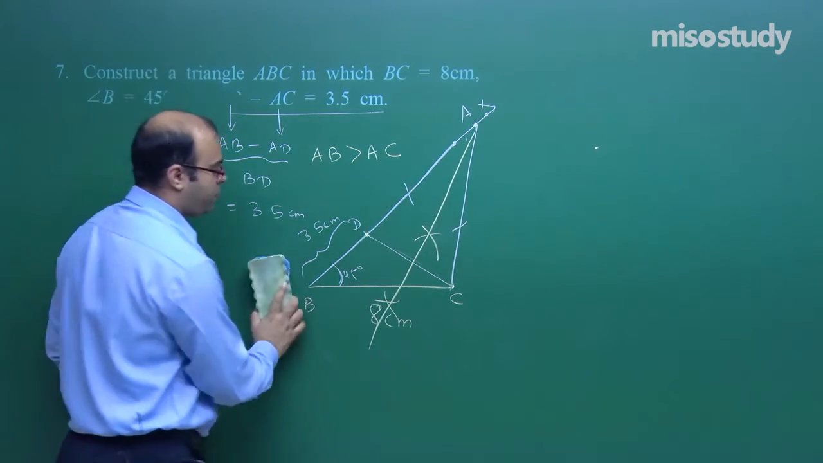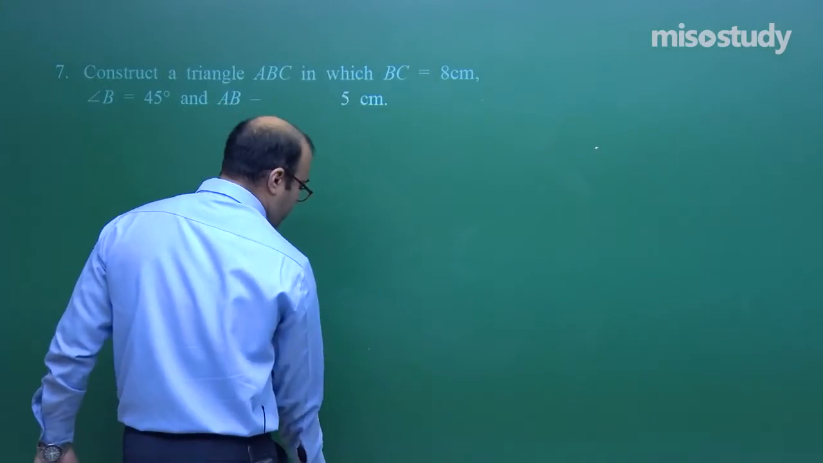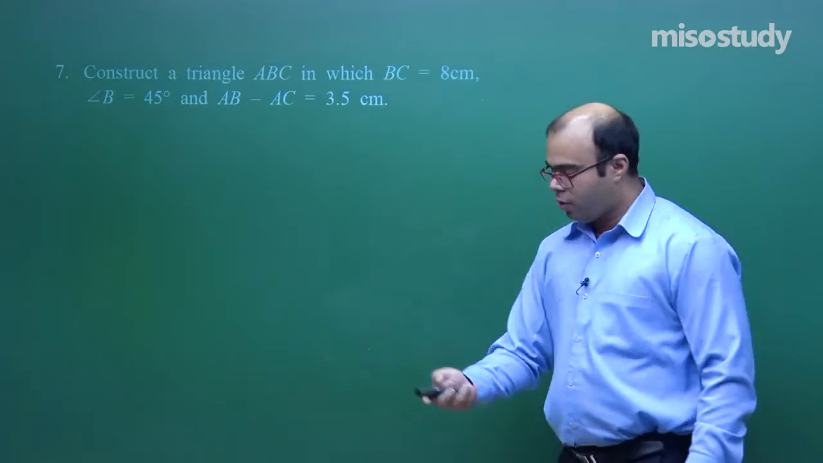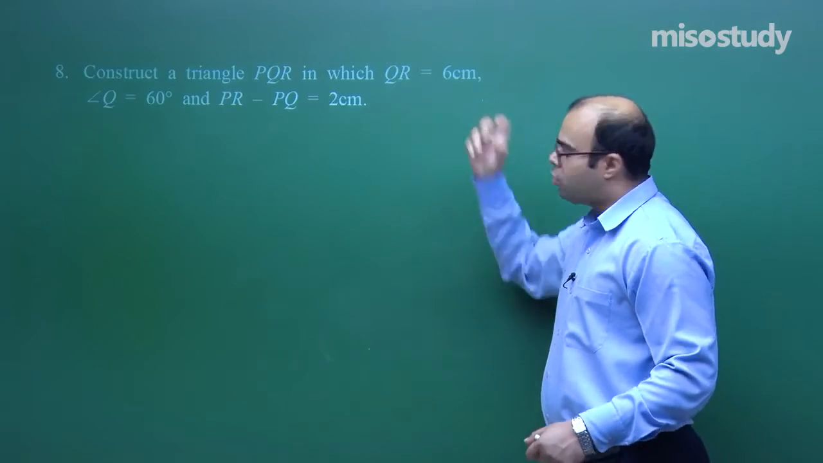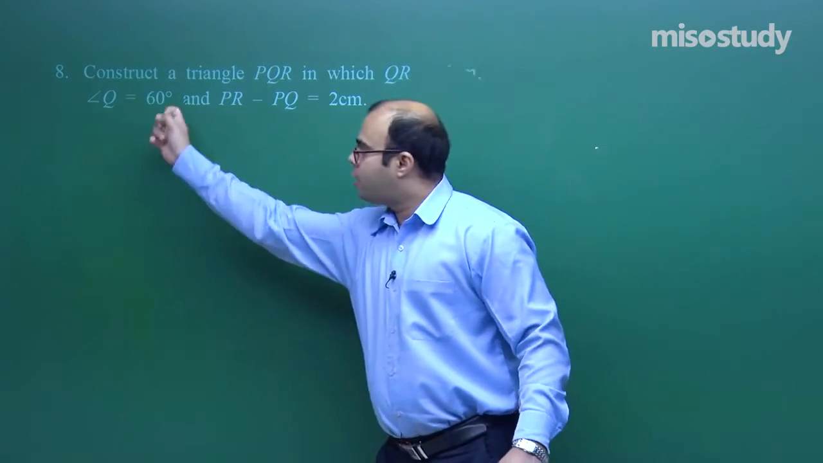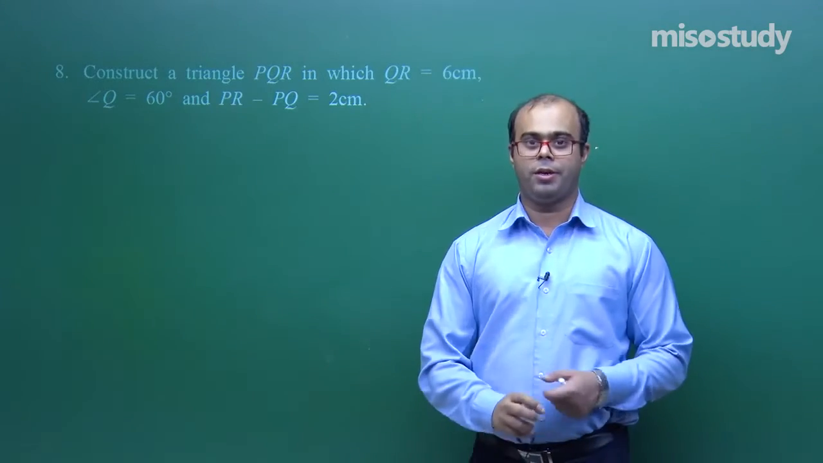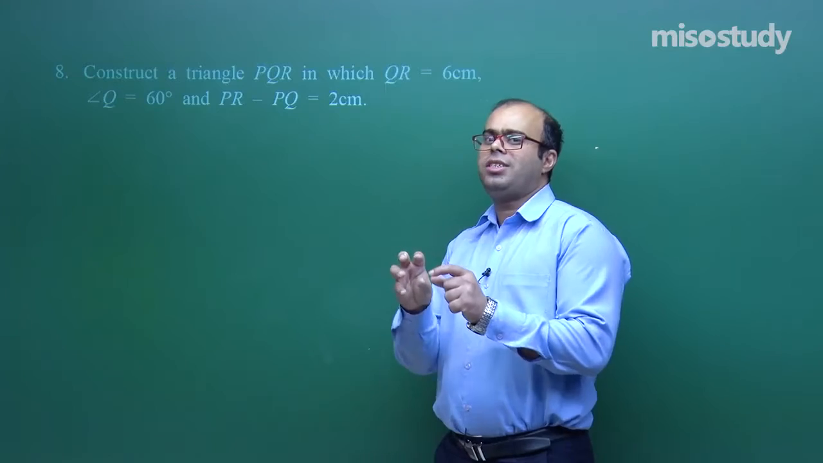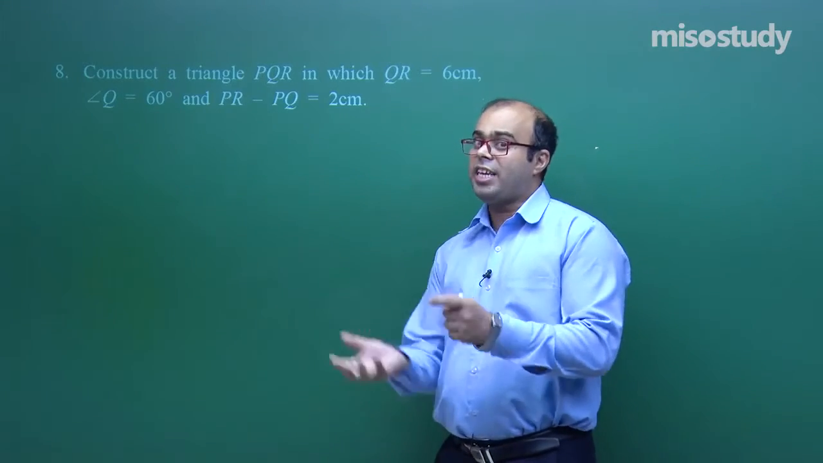Okay, students? Right. Let us take the next question. That is question number 8. That is also of 4 marks. Construct a triangle PQR in which QR is equal to 6 centimeter, angle Q is equal to 60 degree, PR minus PQ is equal to 2 centimeter. Now, it seems that this question is similar to the previous, but it is not actually the same. Actually, this is case 2.